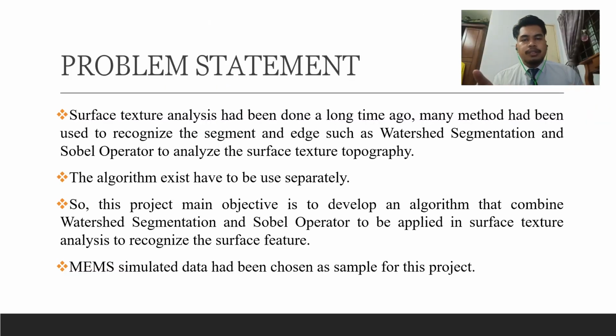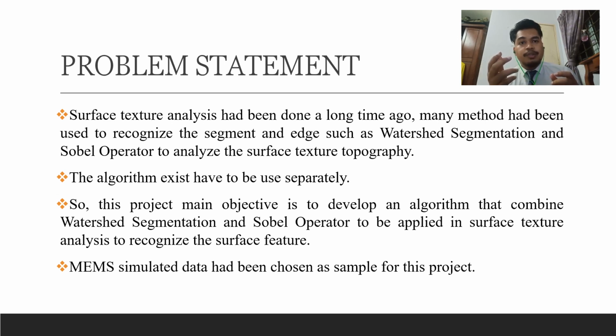For the problem statement, surface texture analysis had been done a long time ago. Many methods have been used to recognize the segment and edge, such as watershed segmentation and Sobel operator, to analyze the surface texture topography. But the existing algorithms have to be used separately and consume a lot of time. So, this project's main objective is to develop an algorithm that combines watershed segmentation and Sobel operator into one to be applied in surface texture analysis to recognize the surface feature.